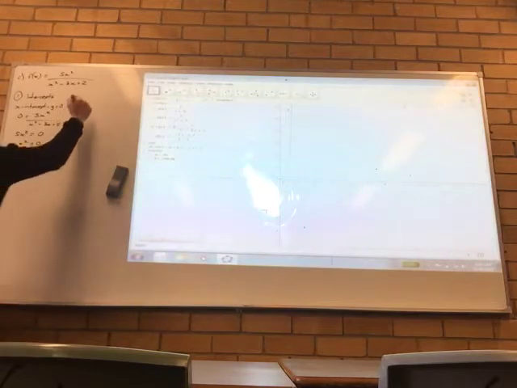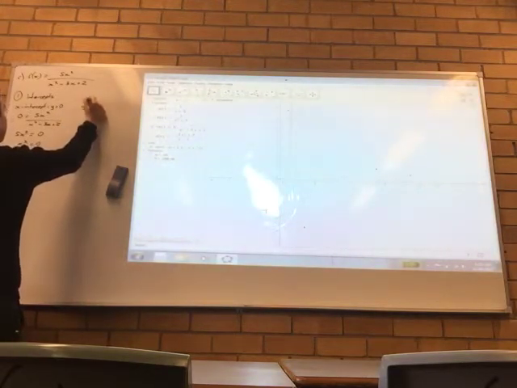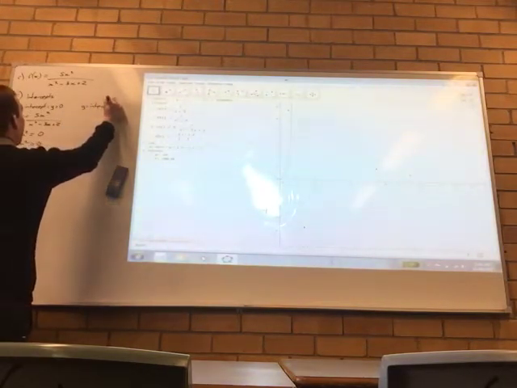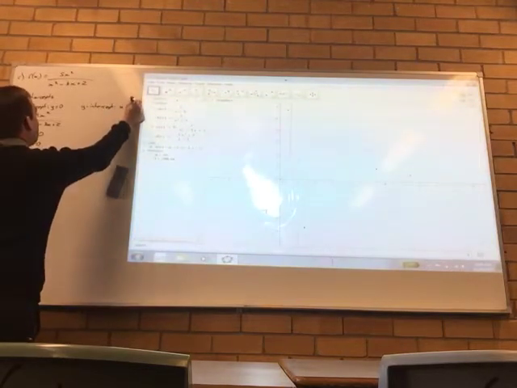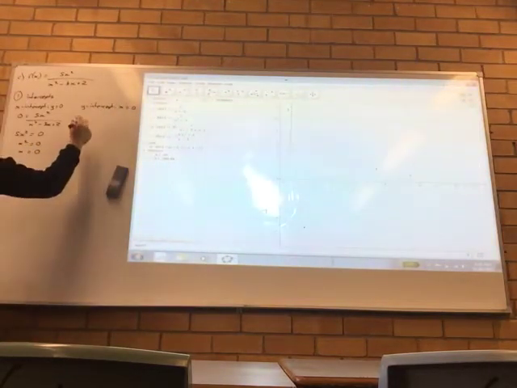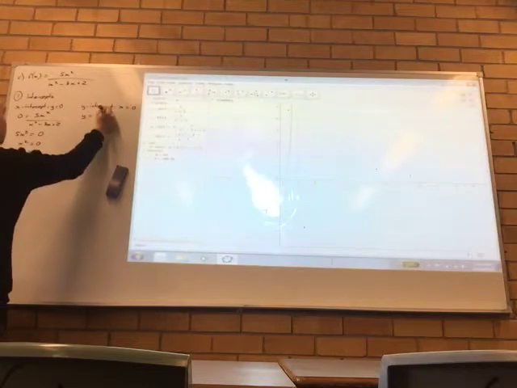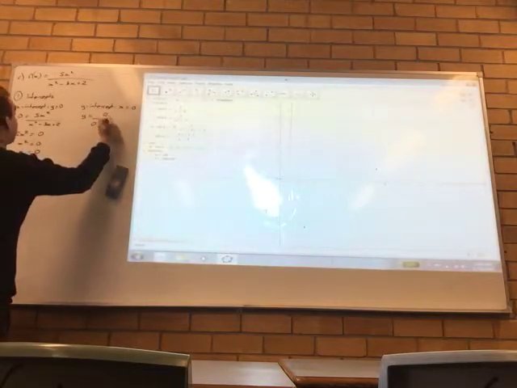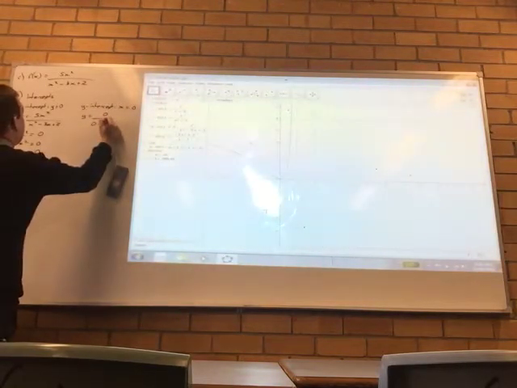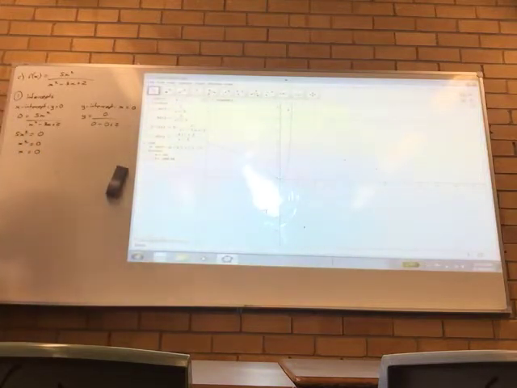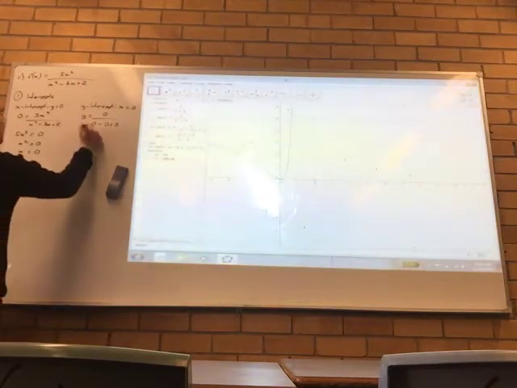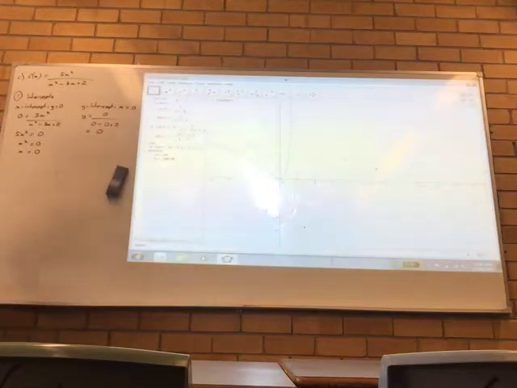So let's justify that's the only one. Y-intercept: x equals 0. So y is going to be 0 over 0 take away 0 plus 2. Now if you have 0 divided by 0, you've got a problem, and you have no other y-intercept. So 0 divided by 2 is 0. So 0 divided by any number is 0.